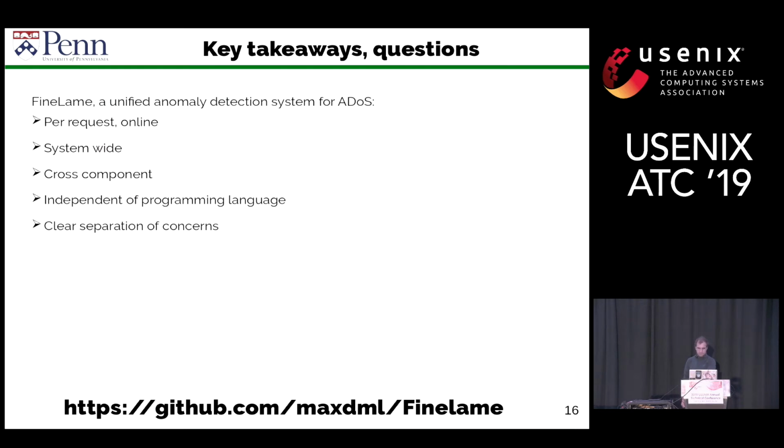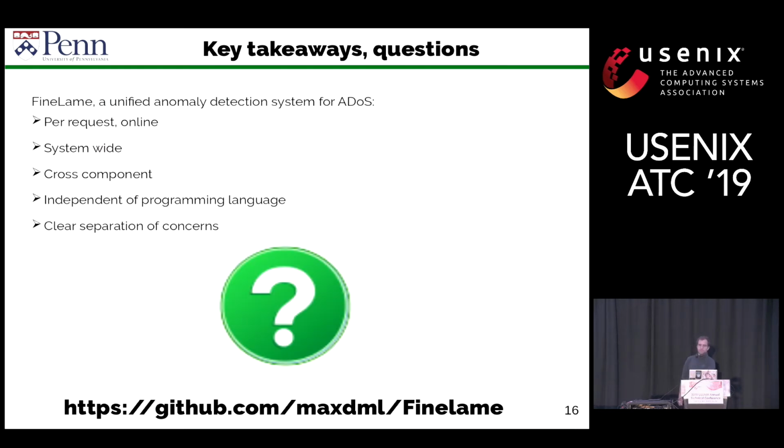All right, so I'm going to finish there with the key takeaways and take questions. The key takeaway is that we built Finelame, which is a unified anomaly detection system for asymmetric denial of service attacks. It's per request and online. It's system-wide and works across components, independent of the programming language, and there is a clear separation of concerns for all the actors. I'll be happy to take questions.